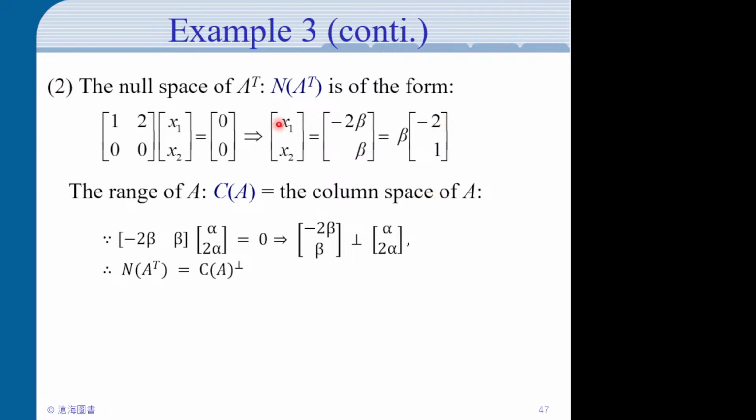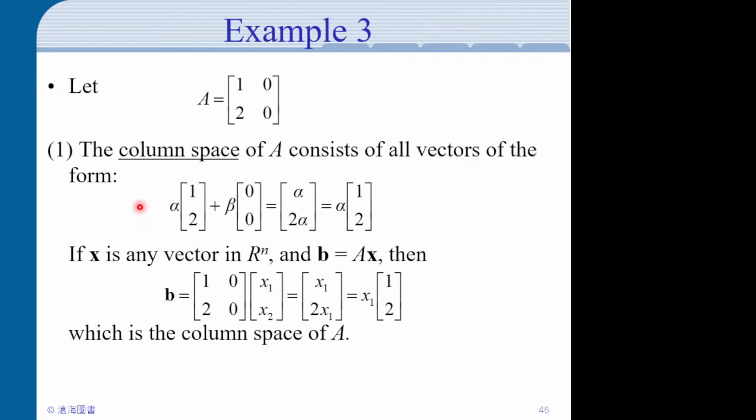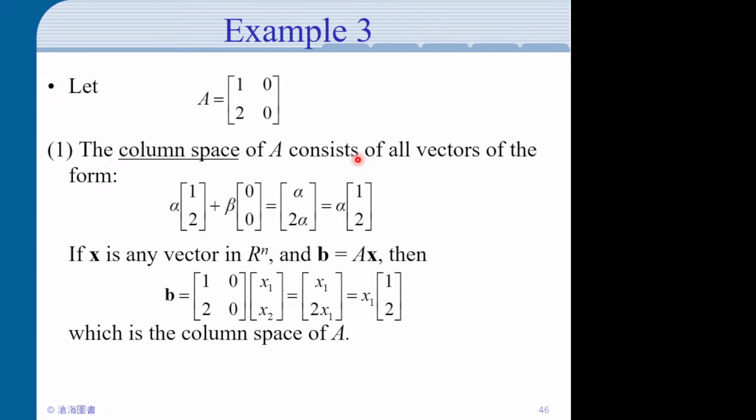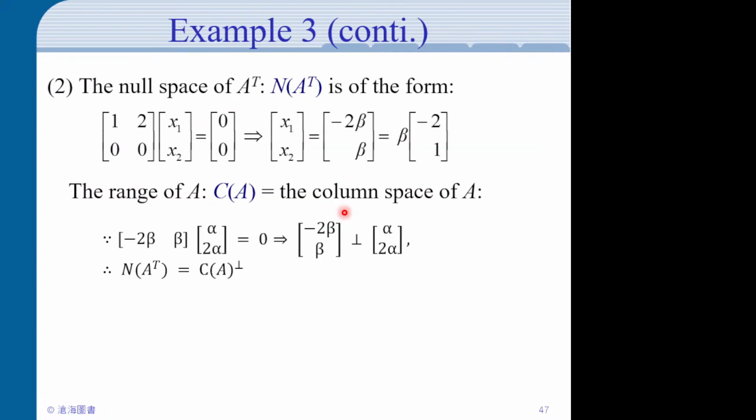Okay, this we have done a lot. So that's the null space of A^T. And what's the range of A? As we said, the range of A is the column space of A, which we already talked about. We calculated it is alpha times (1, 2). And finally, we want to check that those two subspaces are orthogonal complements of each other.